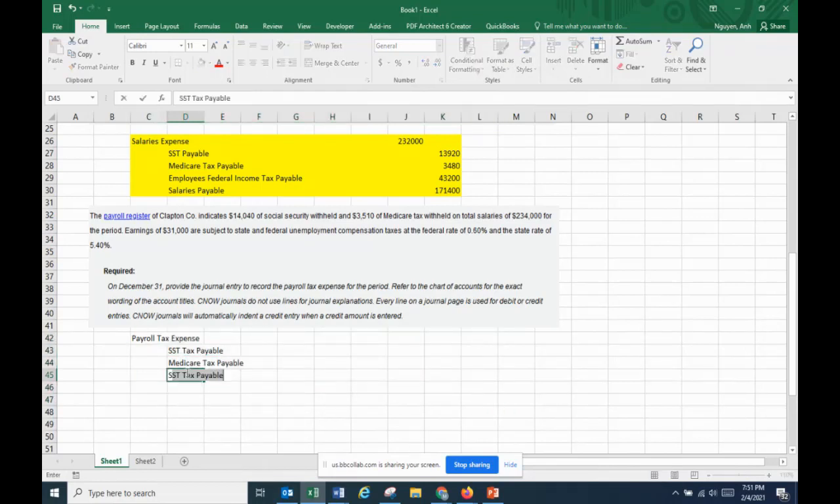Medicare tax payable, state unemployment tax payable. I'm going to abbreviate this: FUTA tax payable, for federal unemployment tax. Given in the problem, Social Security tax, 14,040. Medicare tax.